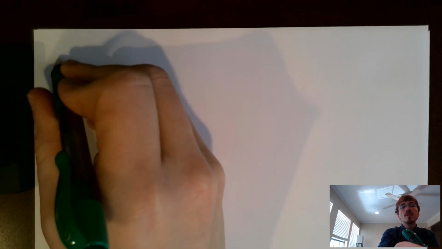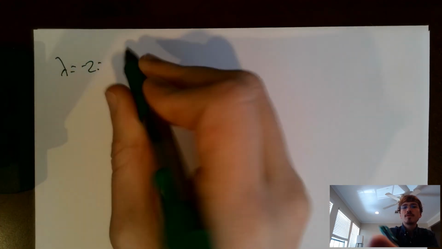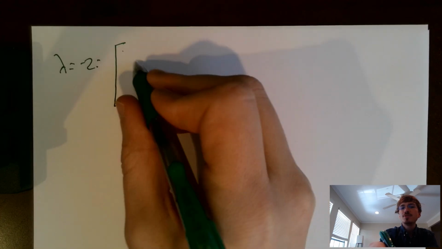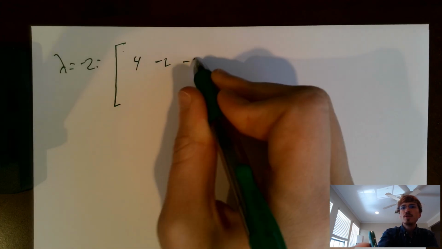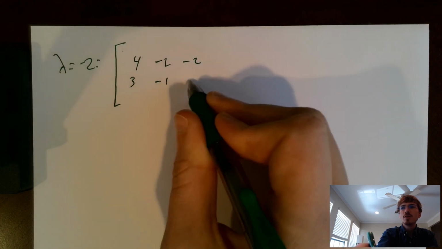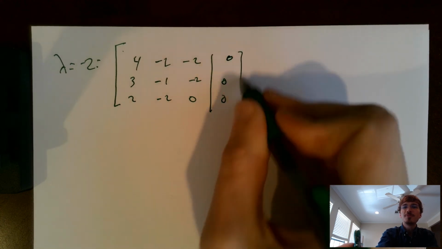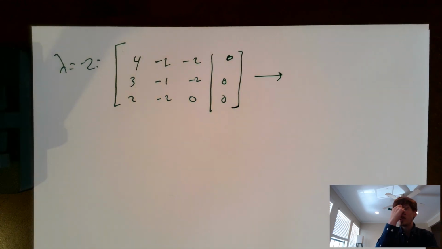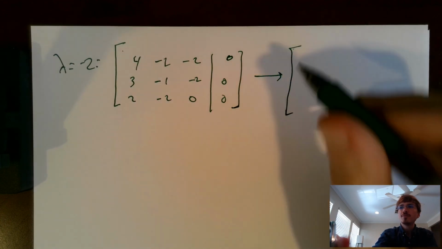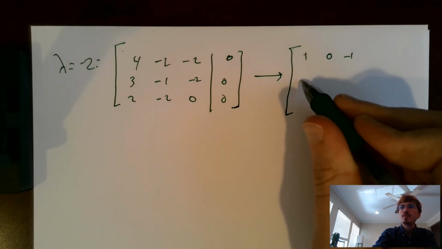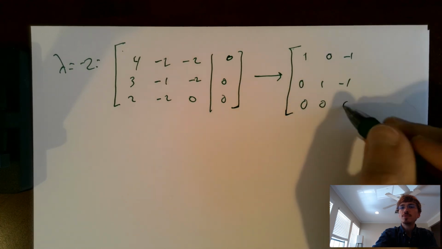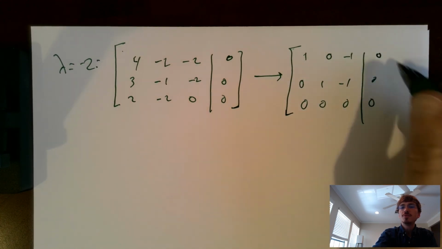Now, one more. Let's find a basis for the eigenspace corresponding to lambda equals negative 2. If lambda equals negative 2, A minus negative 2 times I is going to be 4, negative 2, negative 2, 3, negative 1, negative 2, 2, negative 2, 0, I think. Augment 0, 0, 0. Perform your row reduction magic. We see that the row echelon form here is 1, 0, negative 1, 0, 1, negative 1, 0, 0, 0, augment 0, 0, 0.